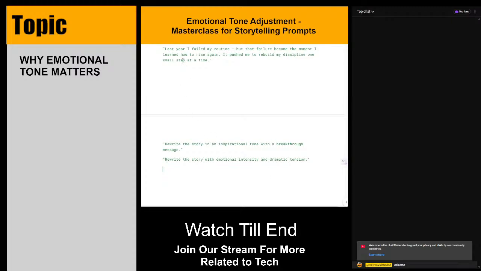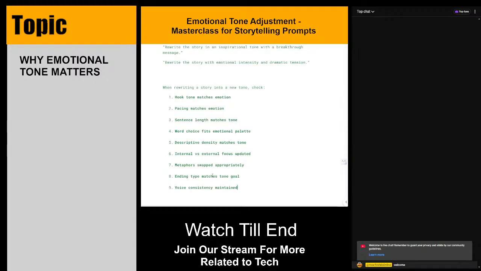Let me show this on the screen so that it's easier for you to understand or get a copy of it. You can take a screenshot of it so that it helps you. So these are the 9 points of a checklist you have to follow while rewriting a story into a new tone. This checklist alone improves your writing quality dramatically.